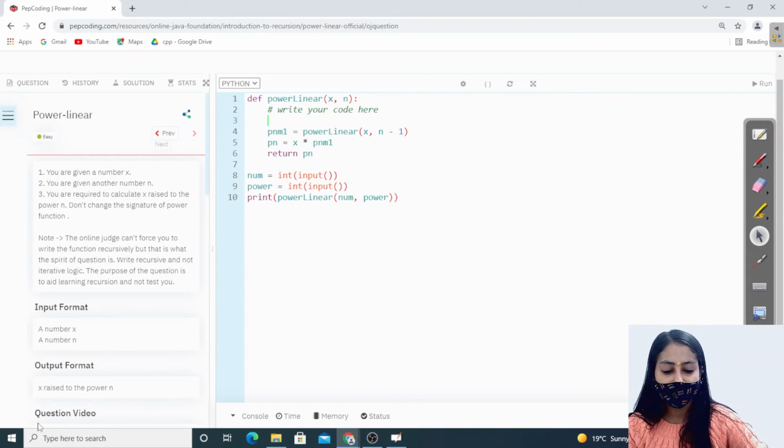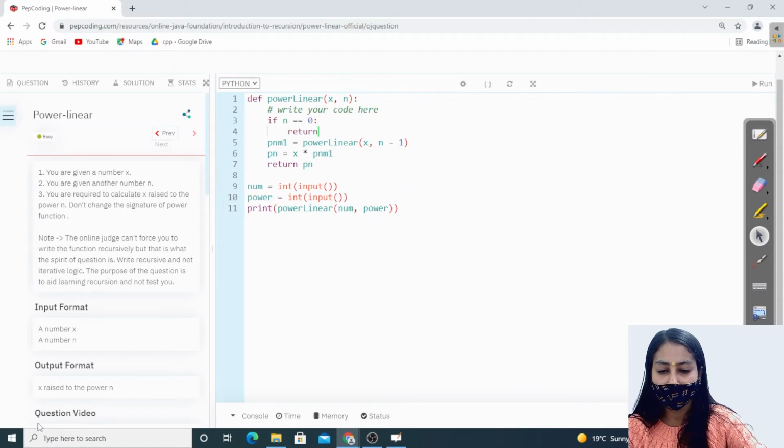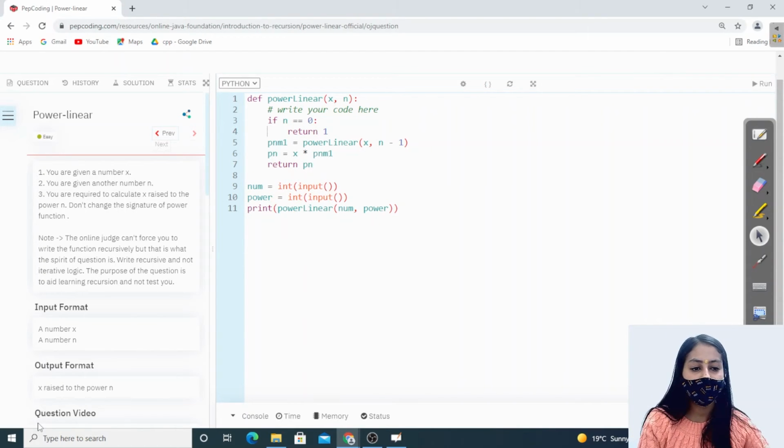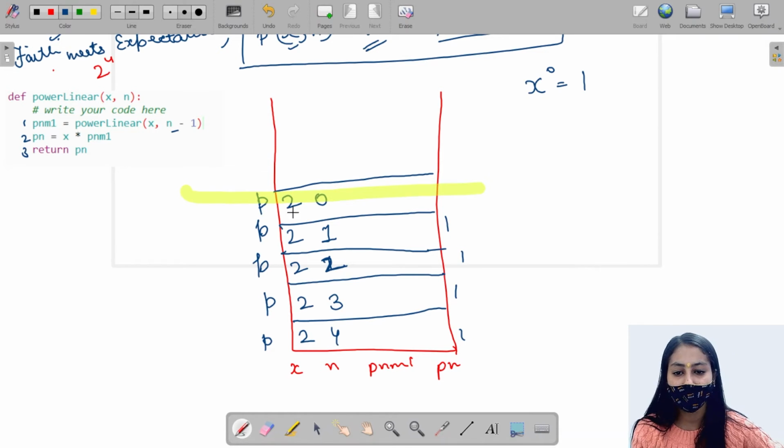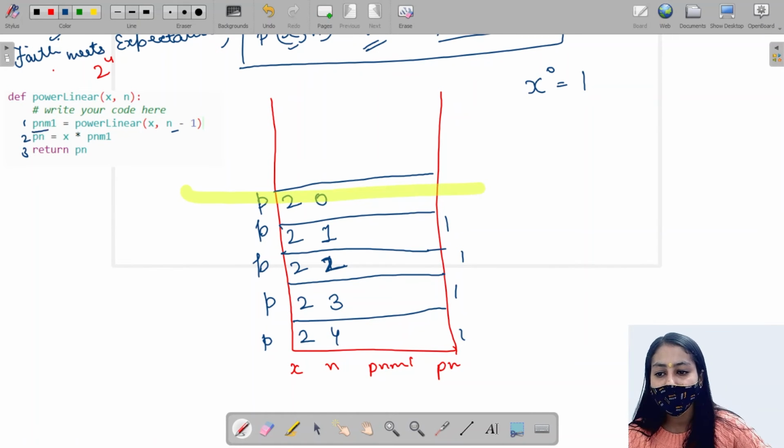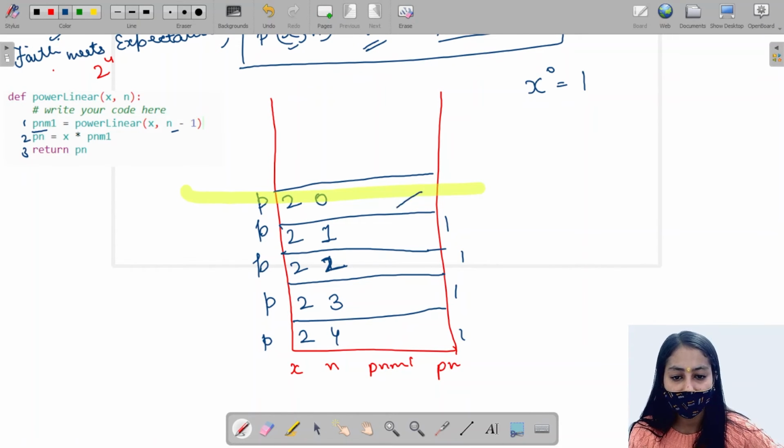So our base case is that if n becomes 0, then return 1 to us, right? So this function will return us 1, right? So now 1 is stored in power of n minus 1. So this will return 1. This will store here, right?